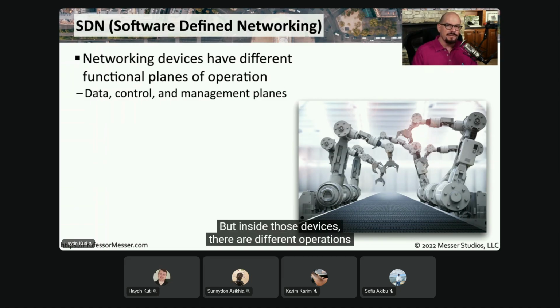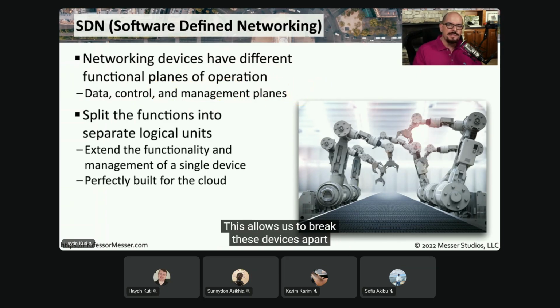But inside those devices, there are different operations that are occurring all at the same time. We refer to these as planes of operation. And from the perspective of SDN, or software-defined networking, there are three separate planes that we'll focus on. One is the data plane, the other is the control plane, and then there is the management plane. This allows us to break these devices apart into their individual functions.